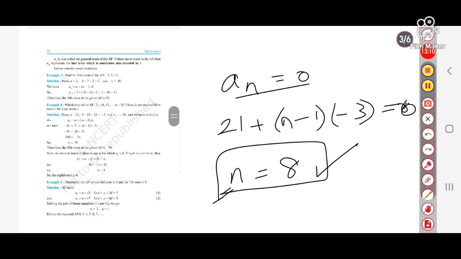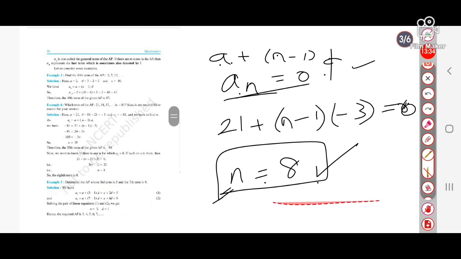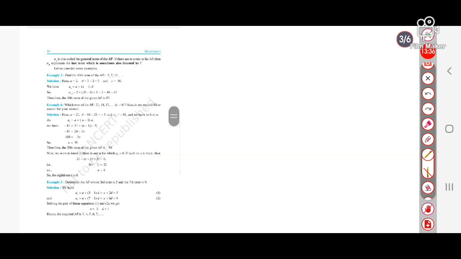If you understand the concept and apply it in the right way in the same formula, there's no change in the formula. That is nothing but a plus n minus 1 into d. Sometimes they would have given the d value, a value and a_n value. They will ask us to find the n value as here, or they will give n, a, d and ask you a_n, or they will give n, d, a_n and ask you a. Just the same thing again and again. They are beating around the bush, right? You just need to understand what they are asking.